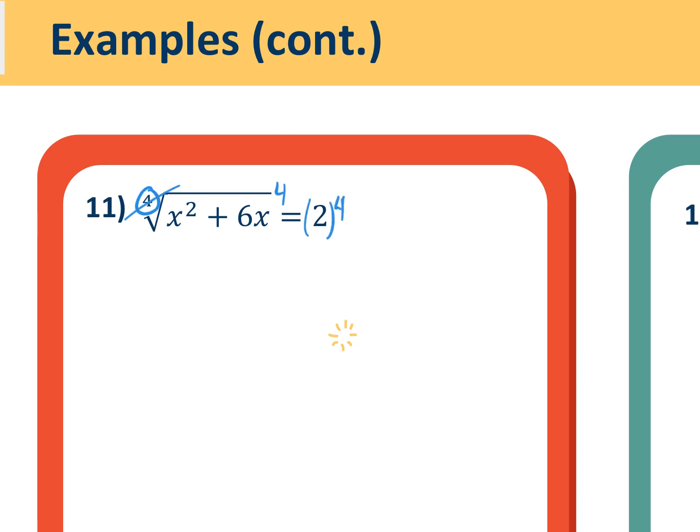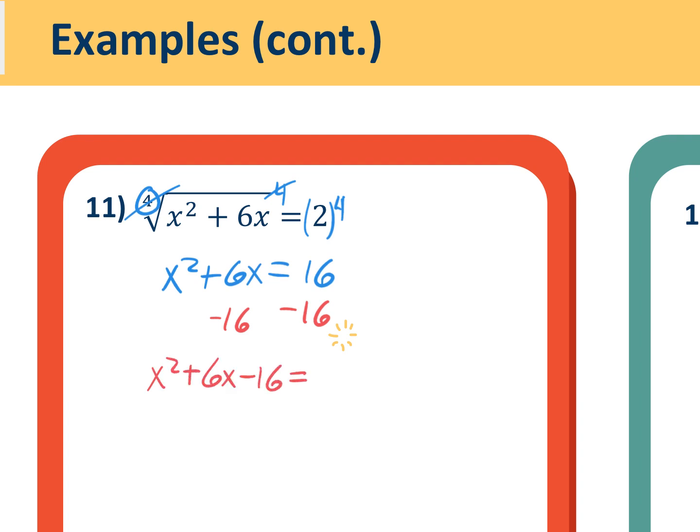And then the 4th root and the 4 are going to cancel. So you get x squared plus 6x equals 2 to the 4th power is going to get you 16. Right? You're multiplying 2 by itself 4 times. All right, and then this is just a quadratic that you guys are able to solve now. All right, so let's subtract 16 to both sides. And then we get x squared plus 6x minus 16 equals 0.